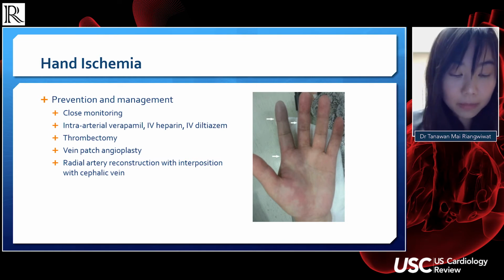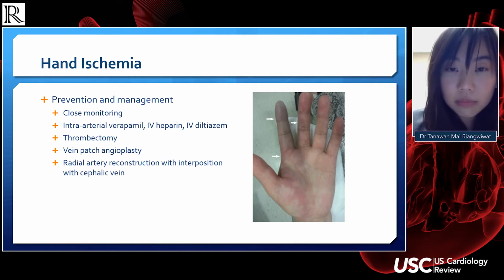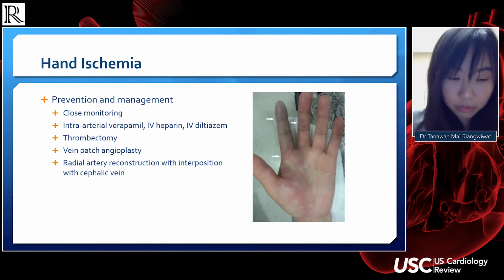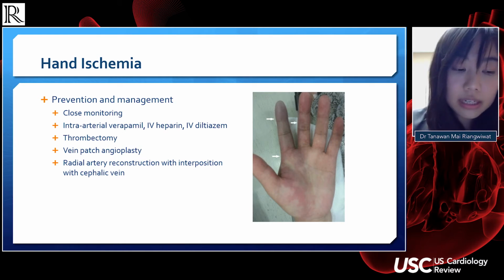Most of the prevention is close monitoring. If the patient has hand ischemia, then give IV verapamil, IV diltiazem, or heparin. If eventually surgery is needed, note that radial artery reconstruction with interposition of a cephalic vein overall has better success than the vein patch angioplasty.